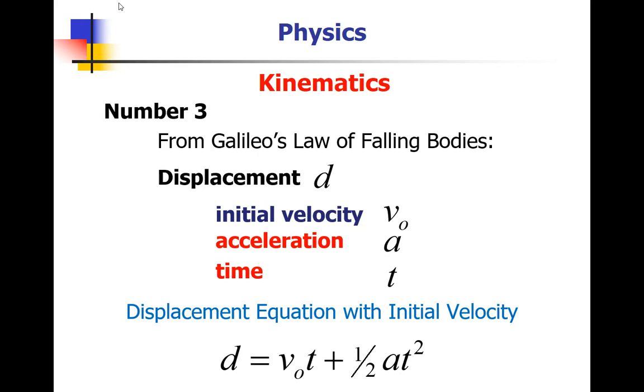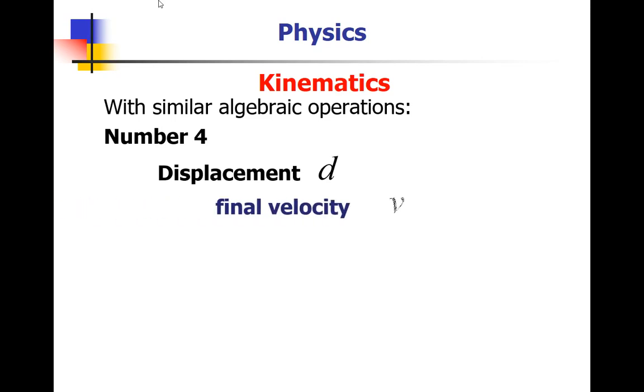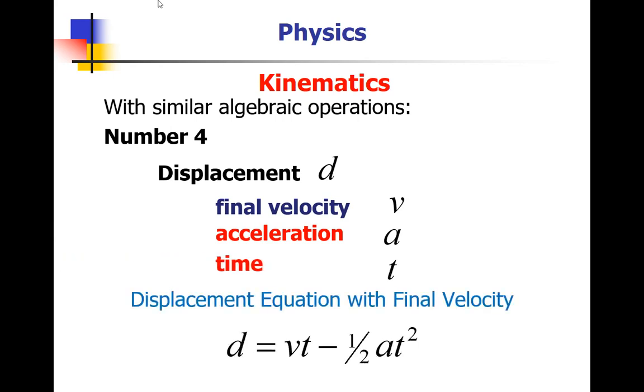But since v is v naught plus at, with a little algebra, I can find the displacement if I know the final velocity, the acceleration, and the time. This gives me the displacement equation with final velocity. D is vt minus 1/2 at squared. And as we're going to see, parentheses are important.